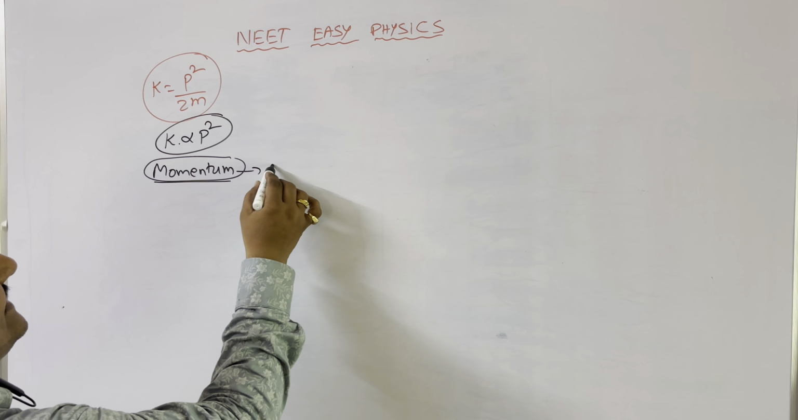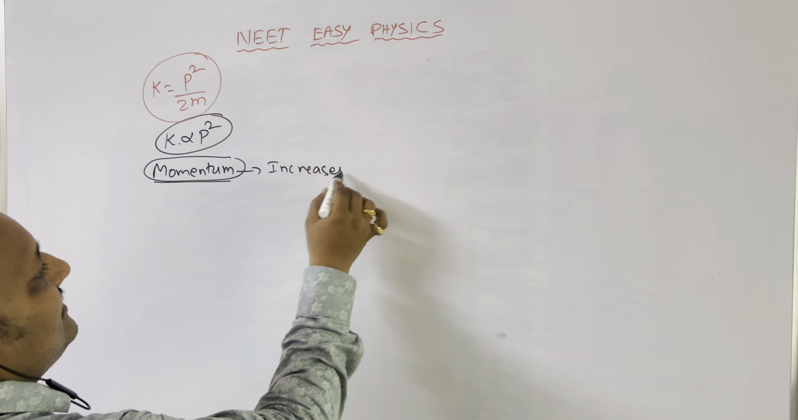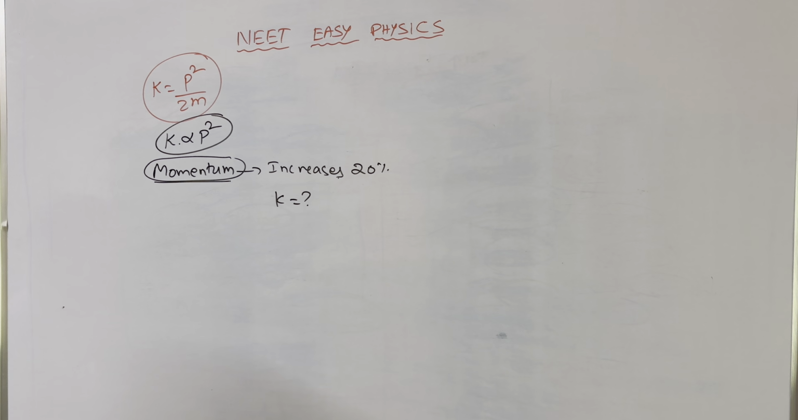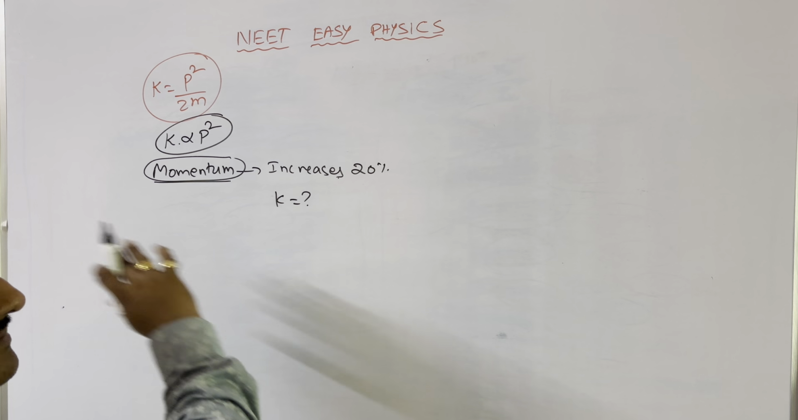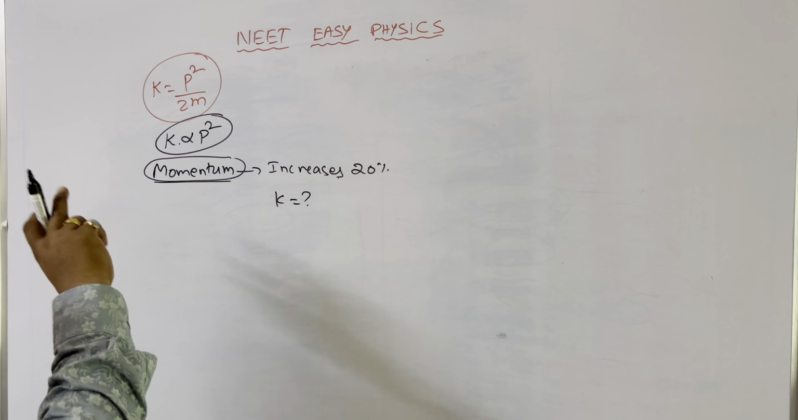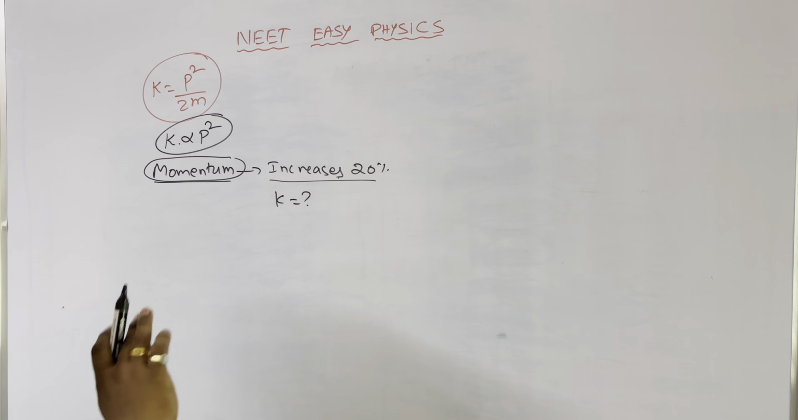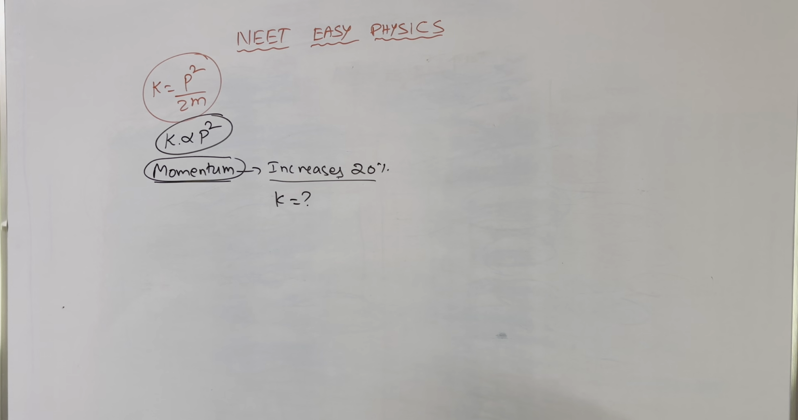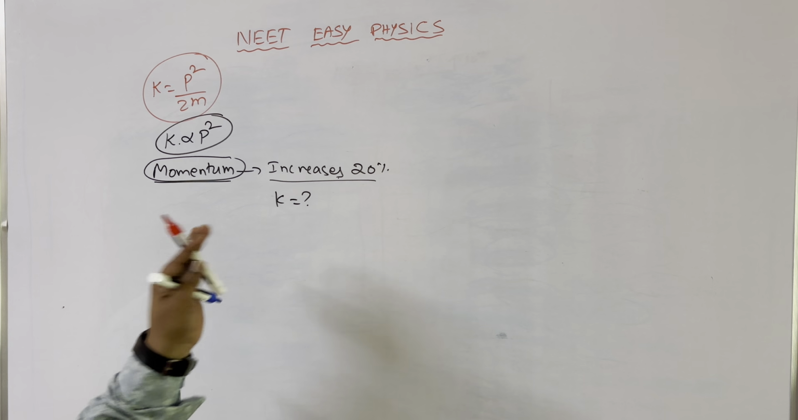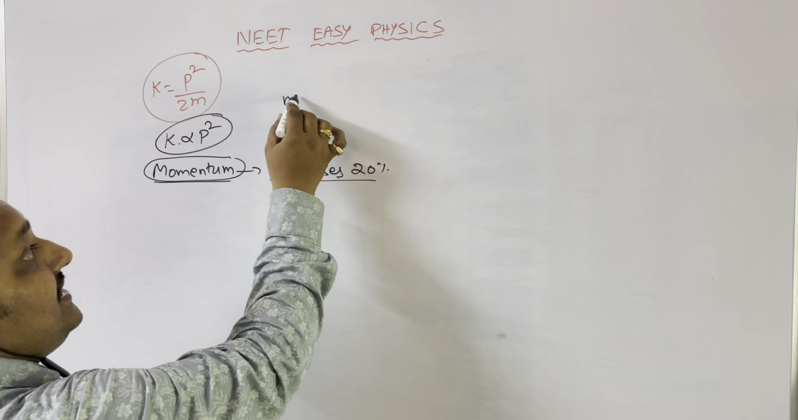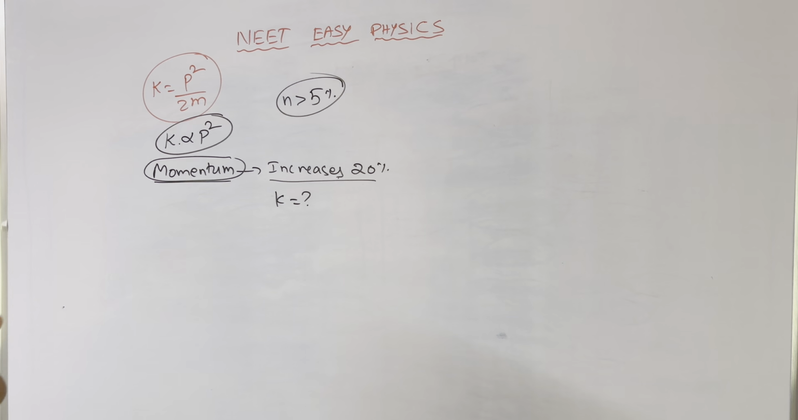Momentum increases 20%. What happens to kinetic energy? They will ask: increases, or increases by percentage, remains same. Previously increases 2 times, increases by 2 times is different. But in this, increases by 20%, almost you are going to get the same answer. Therefore, you don't need to worry about increases or increases by percentage. Always you have to do like this only. But the percentage, as I told you initially, should be greater than 5%. If it is below 5%, we will do it in another way. That one we will discuss in upcoming classes.